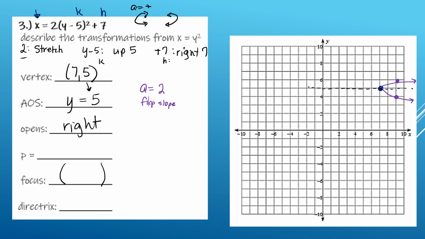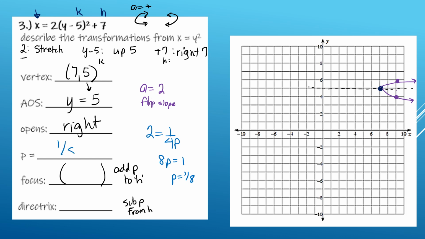In this case, we're going to add our p-value to the h coordinate. So the 7 is the part that's going to change, and we'll subtract our p-value from the h coordinate so that we can get our directrix. So here we go with the p-value. A equals 1 over 4p, or 2 equals 1 over 4p. Cross multiply, 8p equals 1, and p is 1/8.